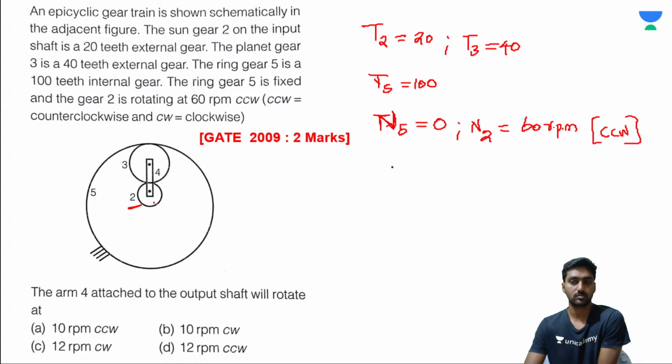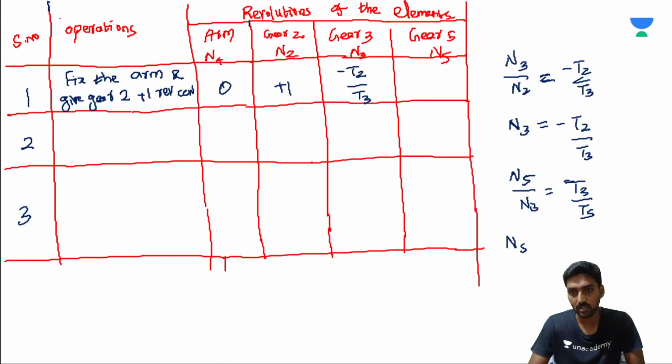Now N5 divided by N3 is equal to T3 divided by T5, as they are rotating in the same direction. What will be the N5? It's equal to N3 into T3 divided by T5. Now N5 is equal to minus T2 divided by T3 into T3 divided by T5. If you simplify it, minus T2 divided by T5. Is it okay now?